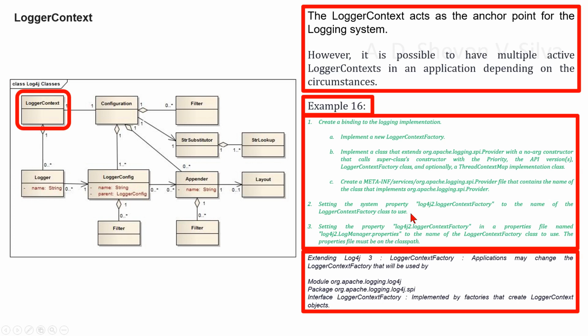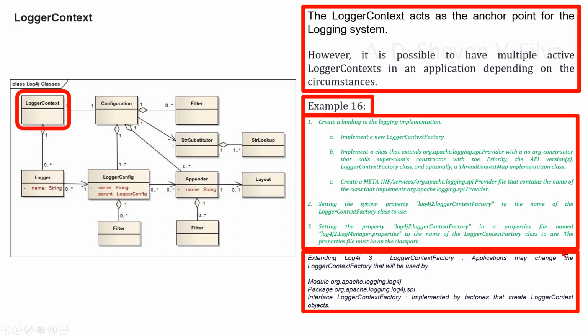Alternatively, set the system property log4j2.loggerContextFactory to the name of the LoggerContext factory class to use. Or set the property log4j2.loggerContextFactory in a properties file named log4j2.LogManager.properties to the name of the LoggerContext factory class to use. The properties file must be on the classpath. The LoggerContext factory binds the Log4j API to its implementation.